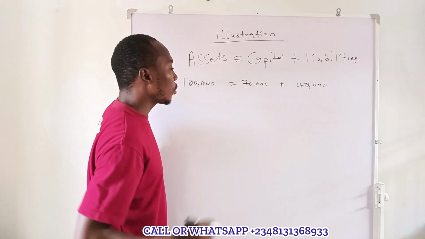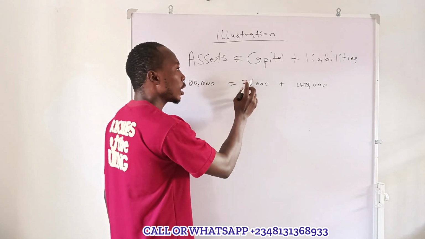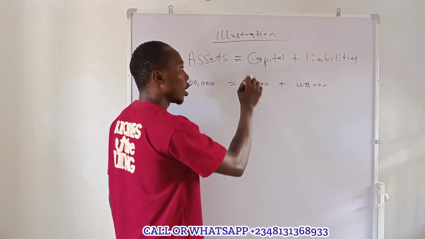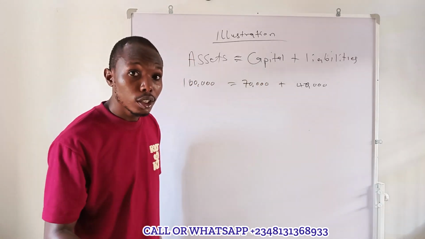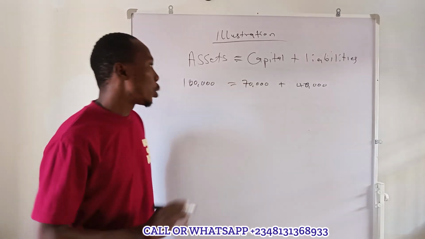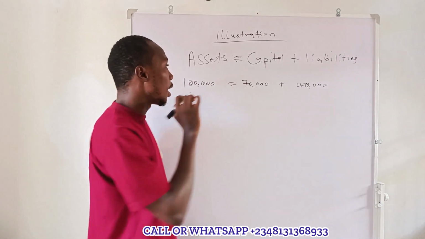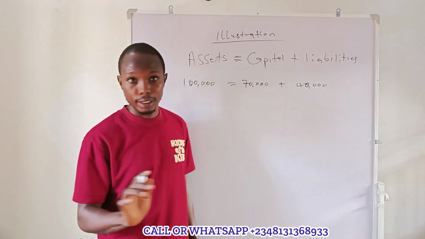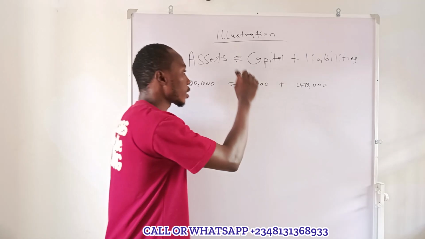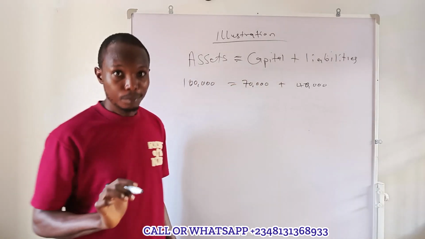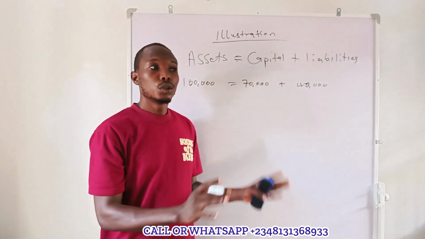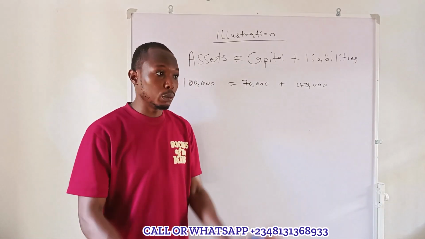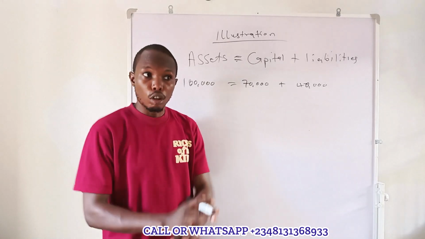Now, it's either, number one, from the capital that we introduced, we actually introduced a capital of 70,000, right? Which is what we have here. And we now purchase an equipment, maybe property, plant and equipment, maybe furniture and fittings, worth 70,000. So we use the whole of the 70,000 to get our equipment worth 70,000, maybe furniture and fittings, or maybe plant and machinery, or a motor vehicle.